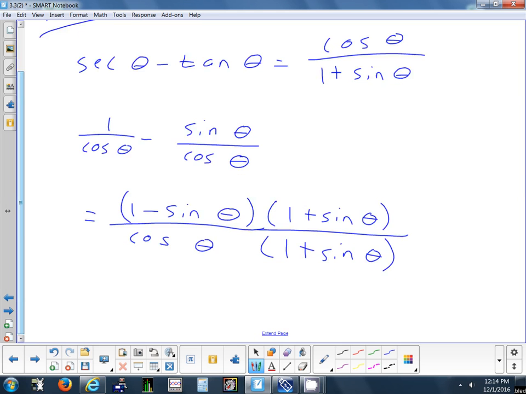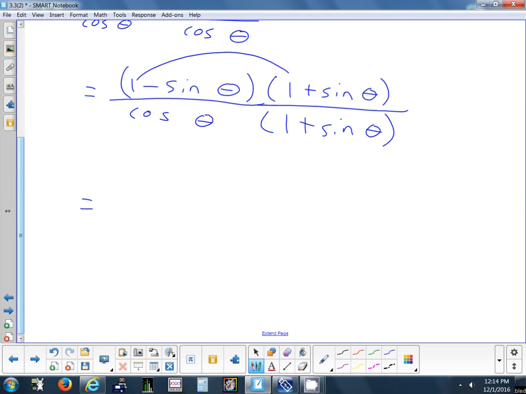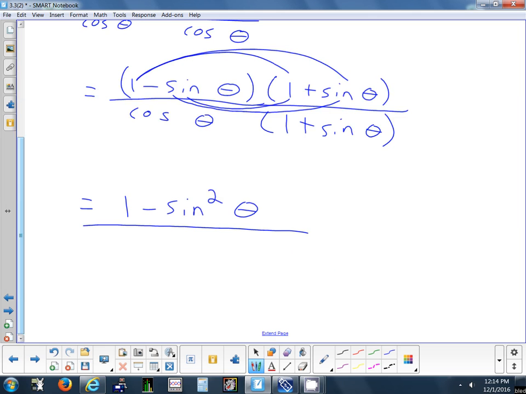Okay, when we do it in the top, we get 1 times 1, 1 times positive sine, 1 times negative sine. That's going to cancel. Negative sine times positive sine is negative sine squared. Okay. Leave the bottom. Don't multiply anything out. And you'll see why in the next step. So cosine times 1 plus sine.